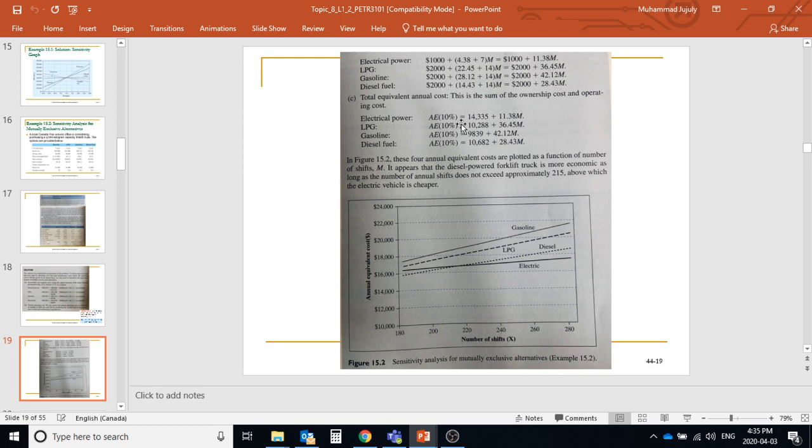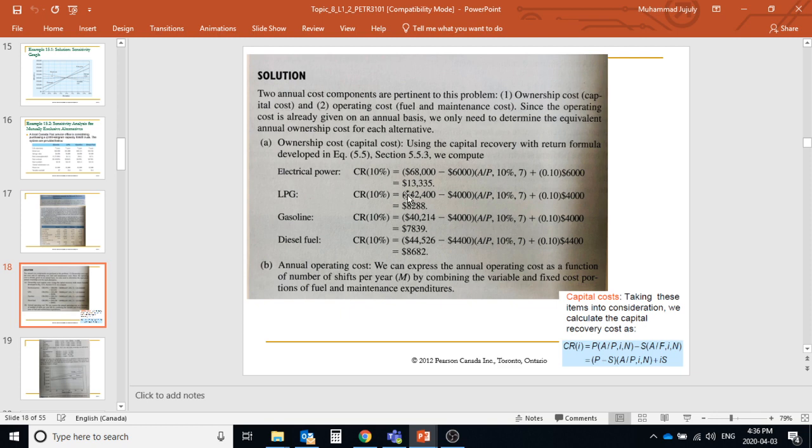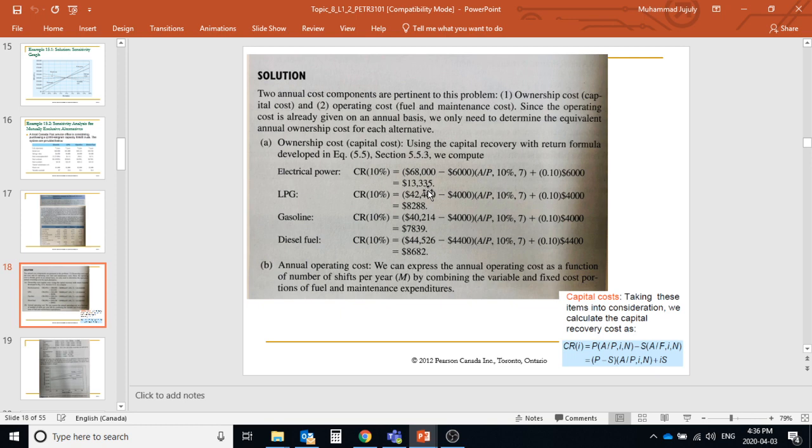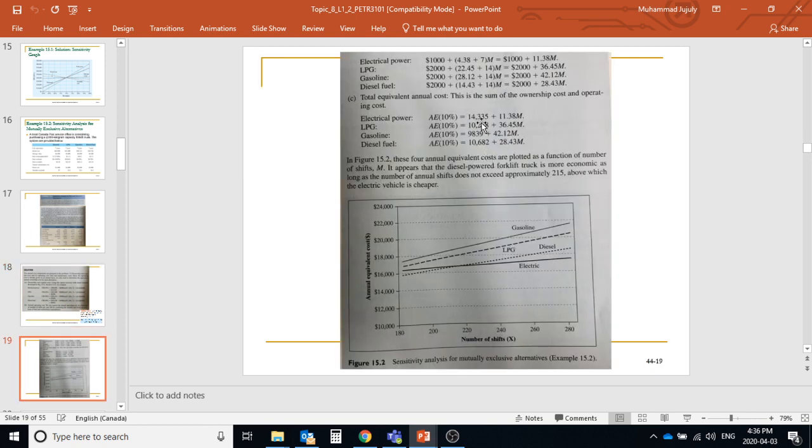Now in these 4 sets of equations, we have the AE at 10%, and we add it with the... what is AE? AE is the CR plus AOC. That means this plus this. Okay, CR plus AOE. That means here 13.3K plus 1K. That means we got 14.3K plus 11.38 M. So we have a set of 4 equations.